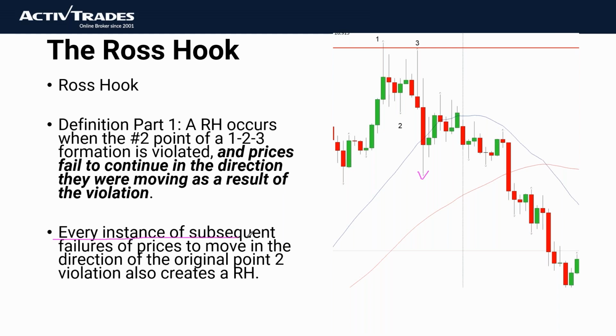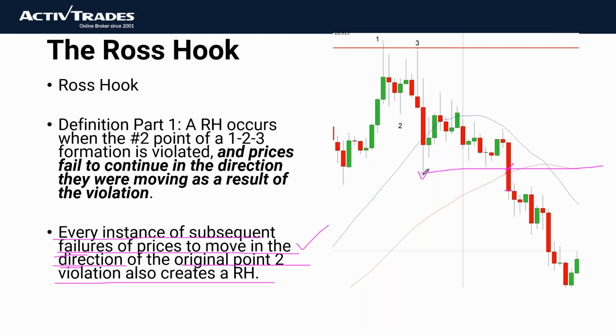Furthermore, every instance of subsequent failures of prices to move in that direction of the original point 2, that also creates a Ross hook as well. So on a very, very basic level, here we go, what that second point means is that that is the Ross hook, and that the price here basically breaks through that Ross hook again. Okay, that when that fails, that failures of price to move in the direction of the original point 2, that also creates another Ross hook.